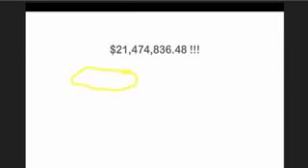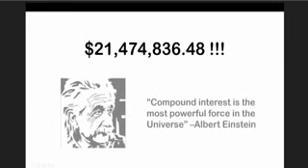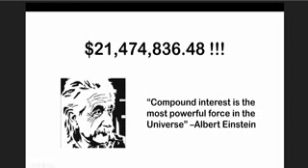And by the end, let me get rid of my highlighter there. You'd have $21,474,836.48 cents. Now, I don't know if Albert Einstein, there's a lot of suspect of whether he really said this or not, but, well, let's give it to him, because compound interest is the most powerful force in the universe, if you ask me. It's what affects your bottom line.